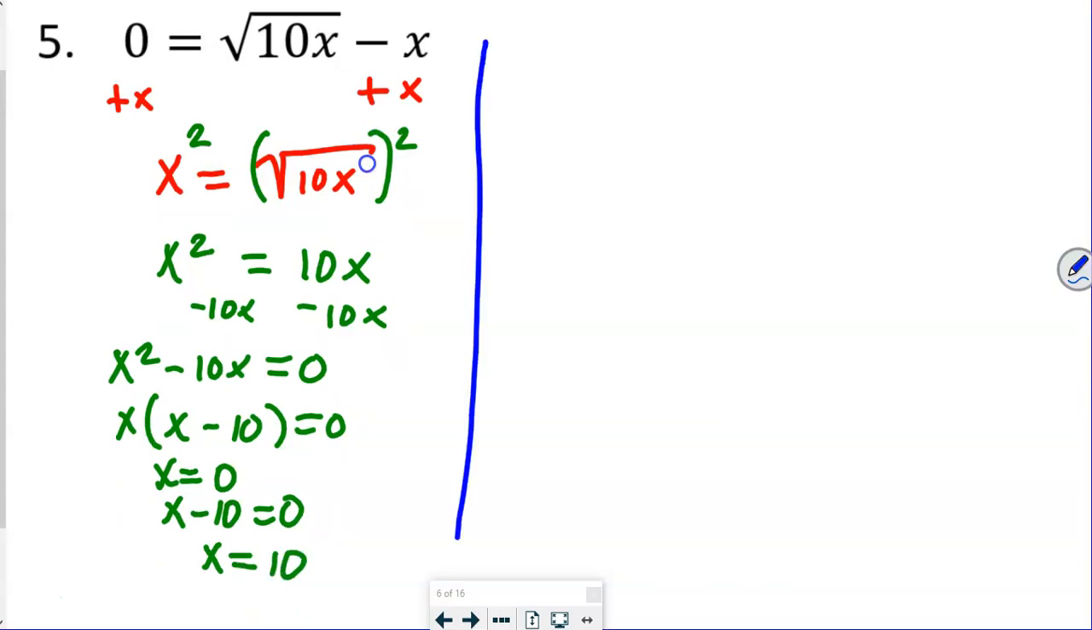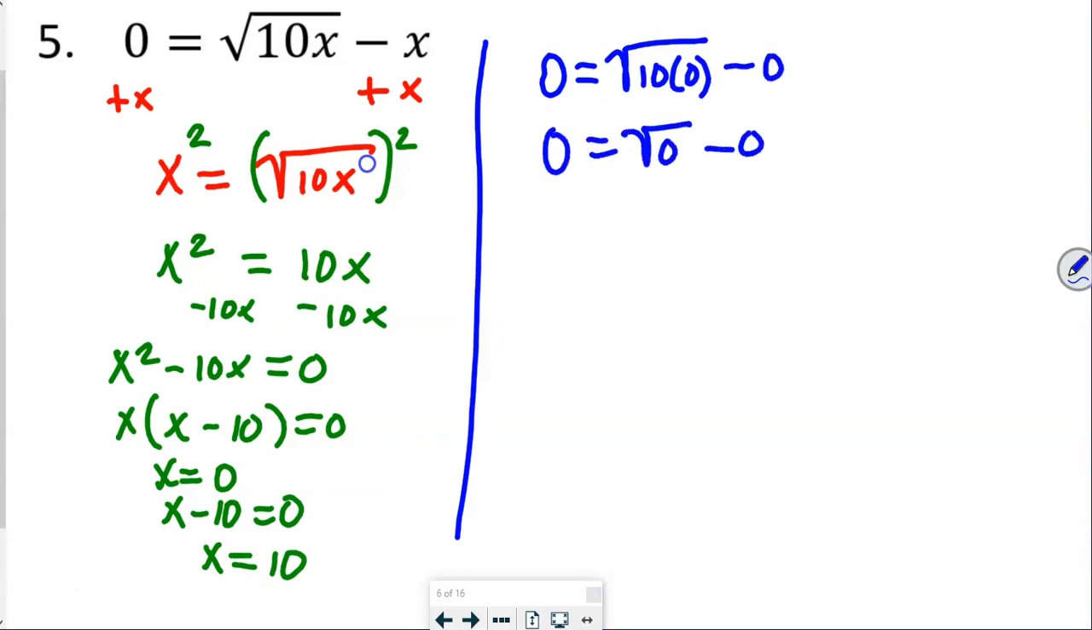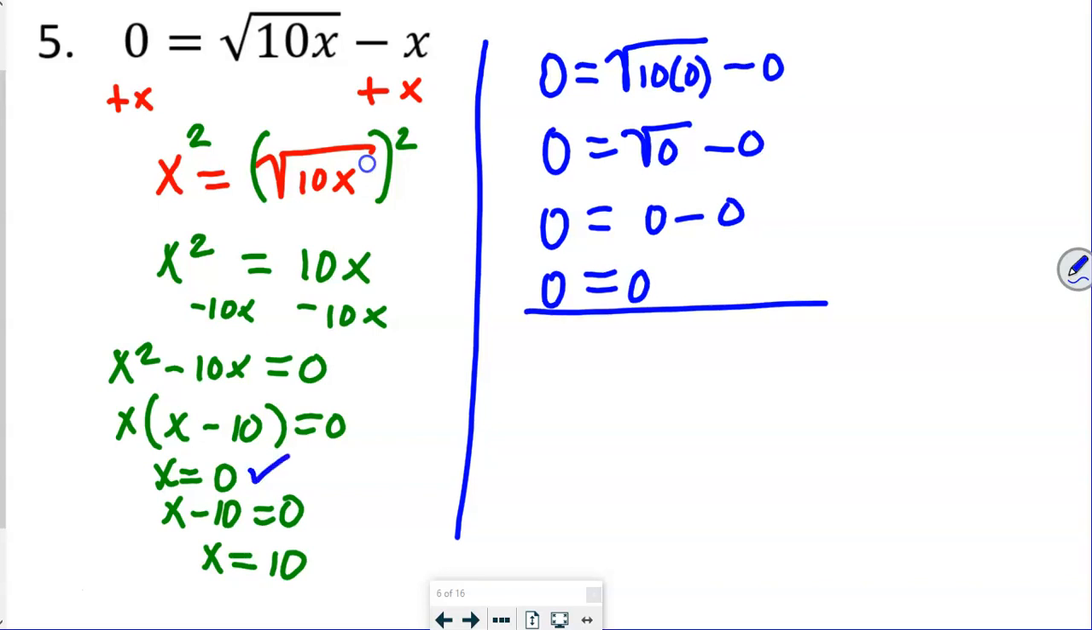So that's what we're going to do over here. So 0 is equal to the square root of 10 times 0 minus 0. So 0 is equal to the square root of 0 minus 0. So 0 is equal to 0 minus 0. So obviously 0 is equal to 0 here. So that worked for the first one. So that is a valid solution.